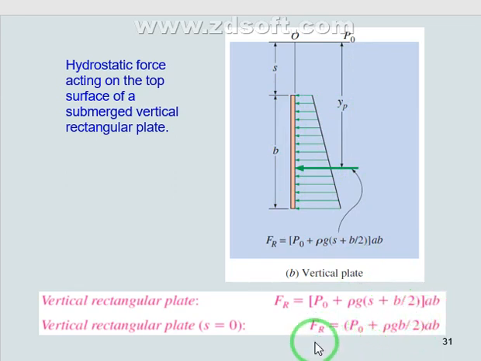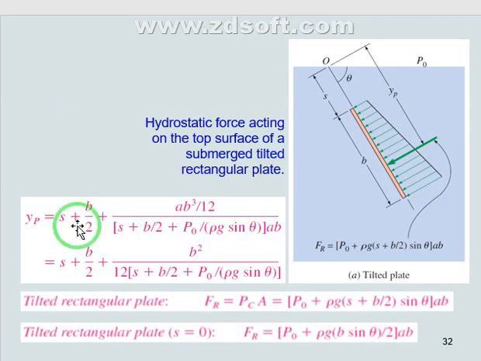And it could be, if we have the plate at the top here, there is no S. When S is 0, Fr is going to be equal to P naught plus rho g h_c times A. A is still the area, the length and the width of the plate. When we have it tilted or inclined, it's the same concept, but we must include sine in the calculation, right? We mainly avoid studying this case.